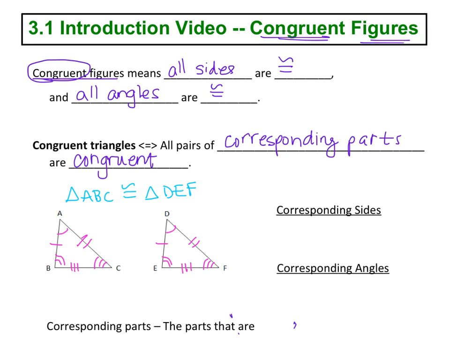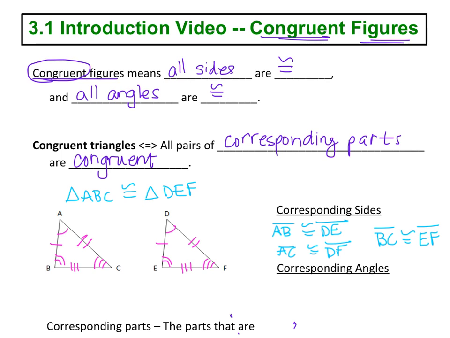So what are the corresponding sides? Corresponding sides for this triangle, we've got side AB is congruent to side DE. Remember, you do want to put those segment bars above those. We've also got AC is congruent to, now AC had the two dashes, so which one has the two dashes on the right? DF. And then the last one is BC is congruent to EF. So these are corresponding parts that happen to be sides.